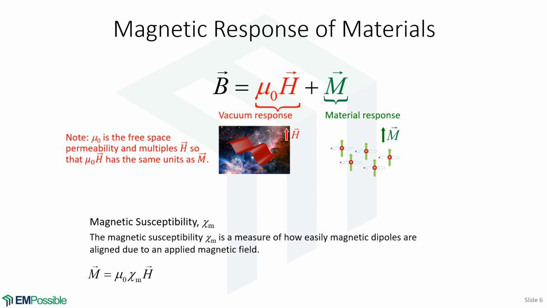We can relate the magnetization M to the magnetic field intensity H through the magnetic susceptibility. So this term tells us how easily the magnetic dipoles are tilted or rotated. And we also need this free space permeability to convert the units from H to M. The magnetic susceptibility term here has no units.